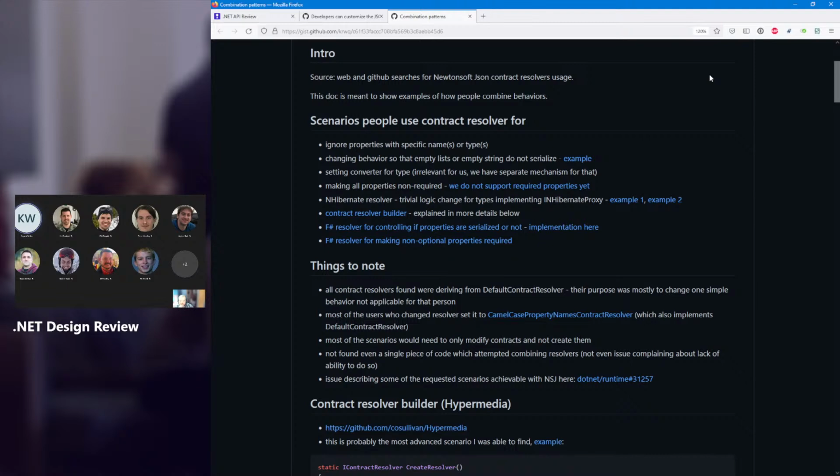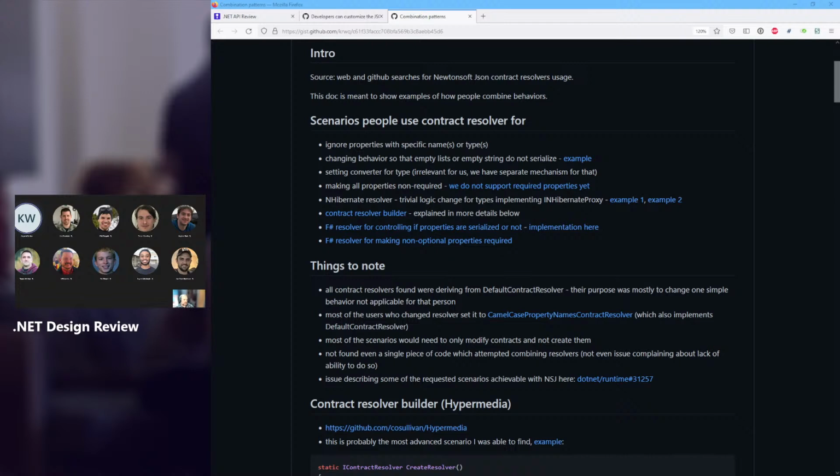I've only seen one Stack Overflow thread where they wanted to do the same thing, but they were combining it, rather than the default contract resolver, with, I believe it's called the camel case property name contract resolver, and they just wanted to change one simple behavior, where they could also basically inherit and change that behavior. So I haven't found anything where people actually needed that for something really advanced.